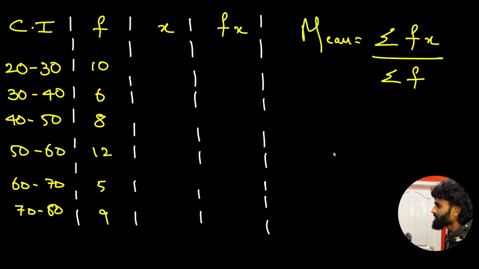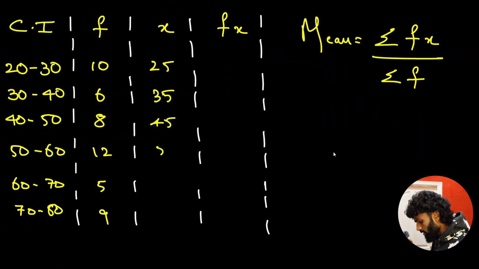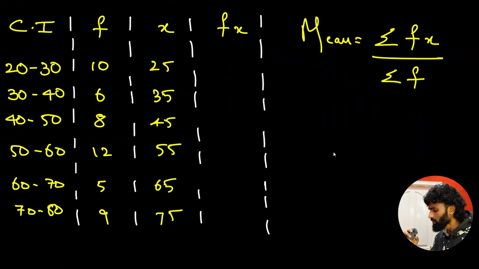The third column is nothing but x, the midpoint of the class interval. Right now the class interval for the first one is 20 to 30. So what's the mid of 20 to 30? Common sense, 25. Automatically the next one will be 35, followed by 45, 55, 65 as well as 75. We go up to 75 in this case. Now, as the heading says there, fx. I know the value of f, I know the value of x, just keep multiplying.